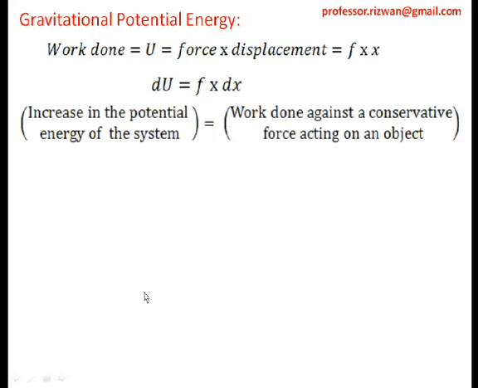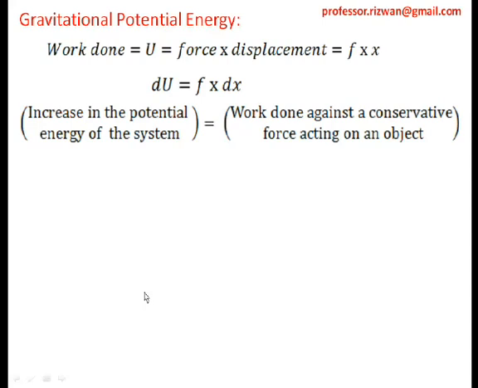Now you know that the increase in the potential energy of the system is the work done against the conservative force acting on the object. What does it mean? What is the definition of energy? It is the capacity to do work. So the work done is equal to the capacity, and capacity means potential energy. So energy and work done are basically the same. Potential energy is equal to work done. That is what it is telling.